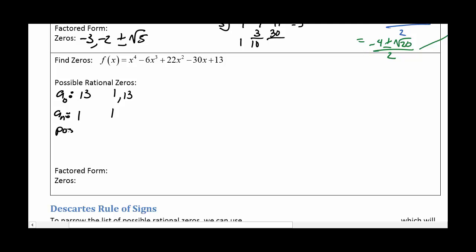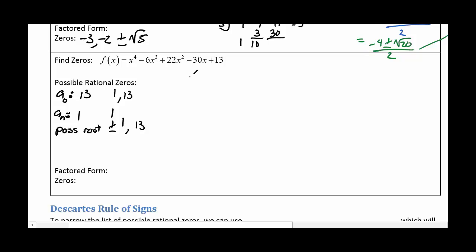So our possible roots would be plus or minus 1 over 1, which is 1, and 13 over 1, which is 13. Okay, so we have 4 choices. Well, that's really convenient because it's fourth degree. Okay, so unless there's something interesting going on here, this should be pretty quick.